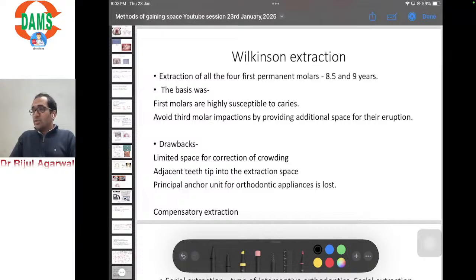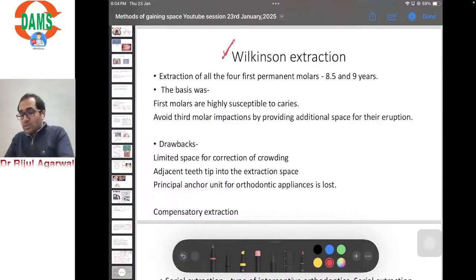First molars are generally used for anchorage. Either Nance palatal, transpalatal arch, or any kind of anchorage preparation, we require the presence of the first molar. Why? Because of the thick or three roots. If you remember Friedman's anchorage value, the periodontal surface area of these teeth is very large. That's why Wilkinson's extraction is no longer advocated. Nevertheless, it is important to remember this name from the MCQ exam point of view.